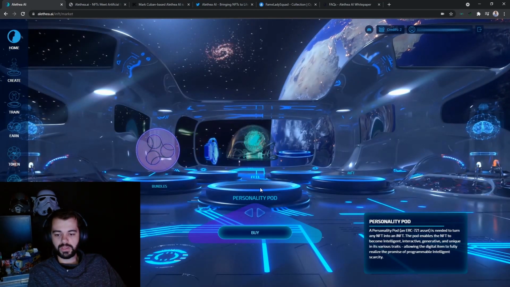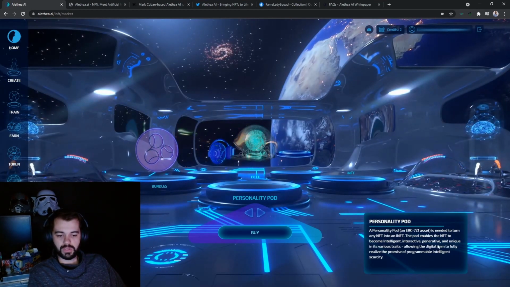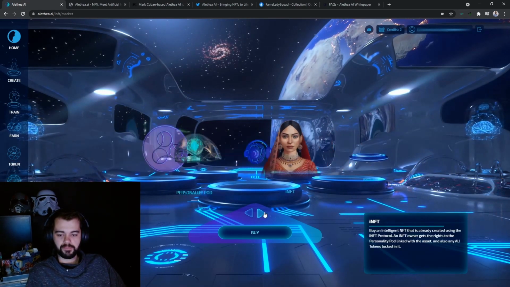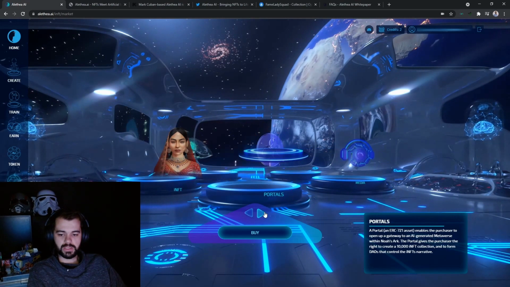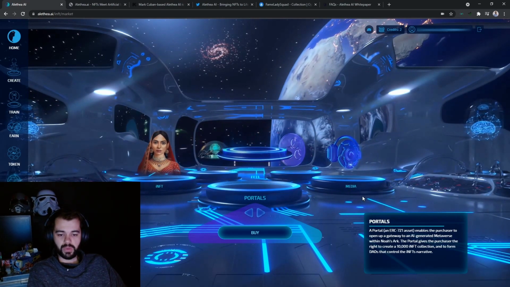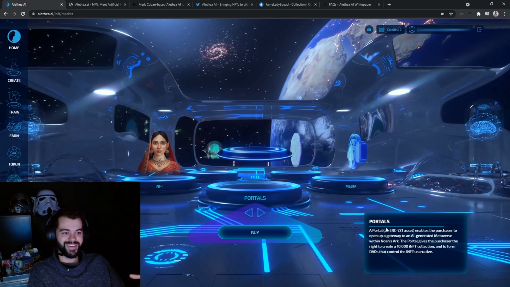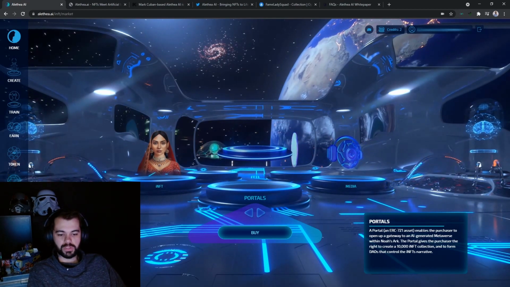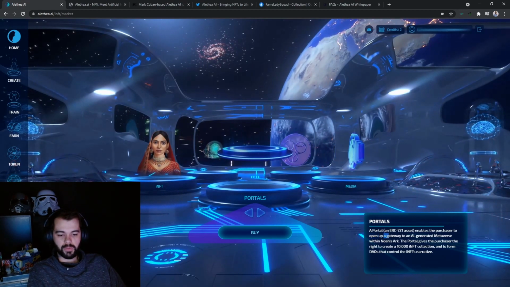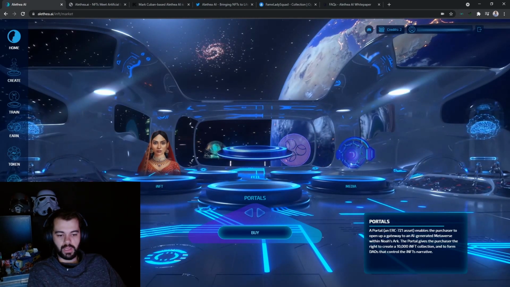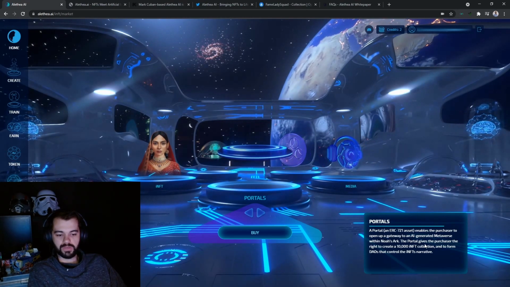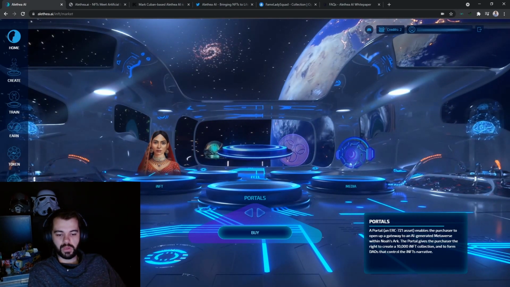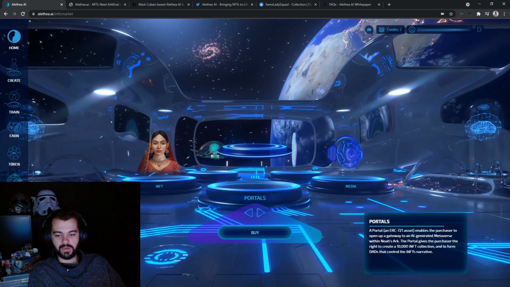Just looking at the market, you have the personality pods, which are the intelligence, the connection to the intelligence layer. The NFTs, which are the combined things. The portals are the really interesting part that we have absolutely no information on yet, but it looks like you'll be able to open up a gateway to an AI generated metaverse within Noah's Ark. The portal gives the purchaser the right to create a 10,000 intelligent NFT collection and to form DAOs that control the intelligent NFTs' narrative.